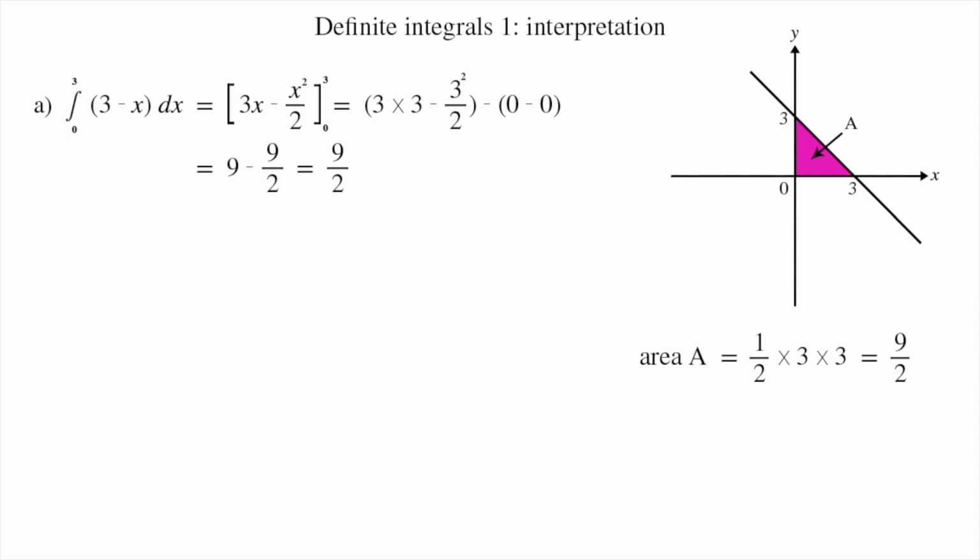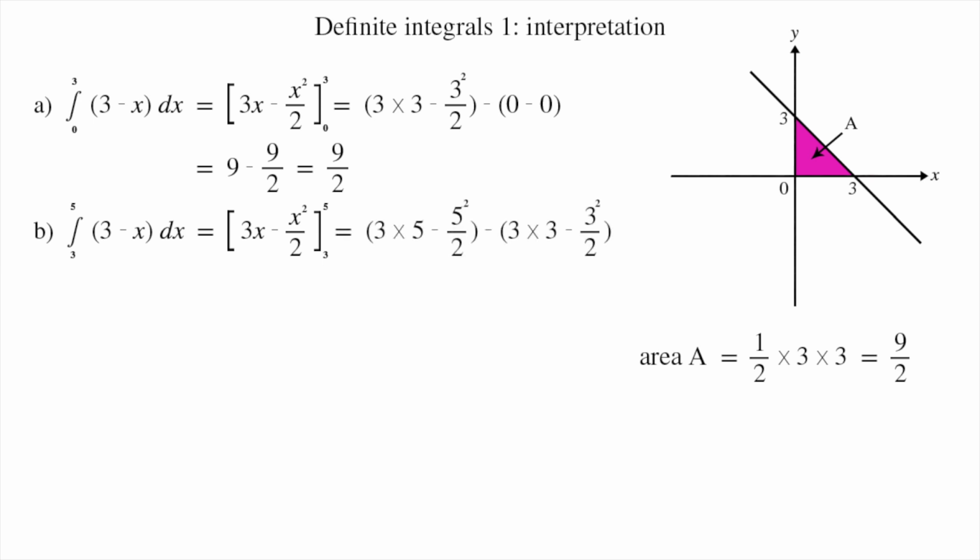For our second example, we have the integral between 3 and 5 of 3 minus x dx. This is equal to 3x minus x squared over 2, evaluated between 3 and 5. Which is 3 times 5 minus 5 squared over 2, subtract 3 times 3 minus 3 squared over 2, which is 15 minus 25 over 2, subtract 9 minus 9 over 2, which is 5 over 2, subtract 9 over 2, which is minus 4 over 2, which finally is minus 2.